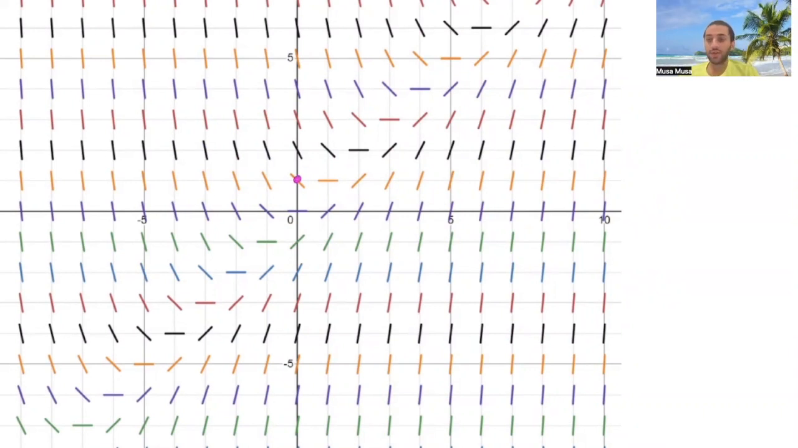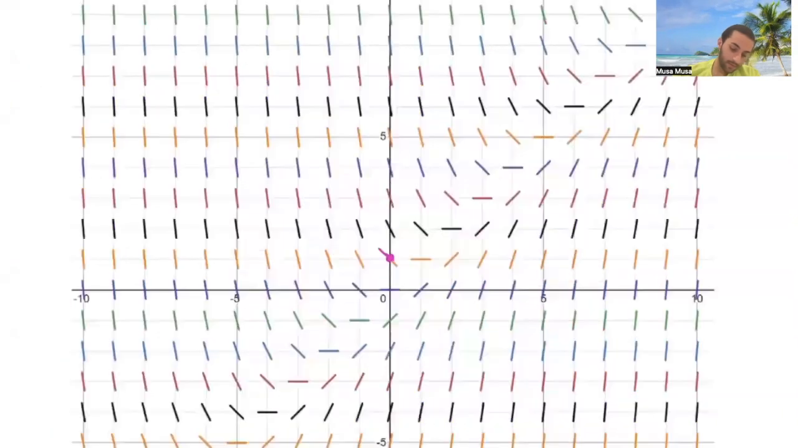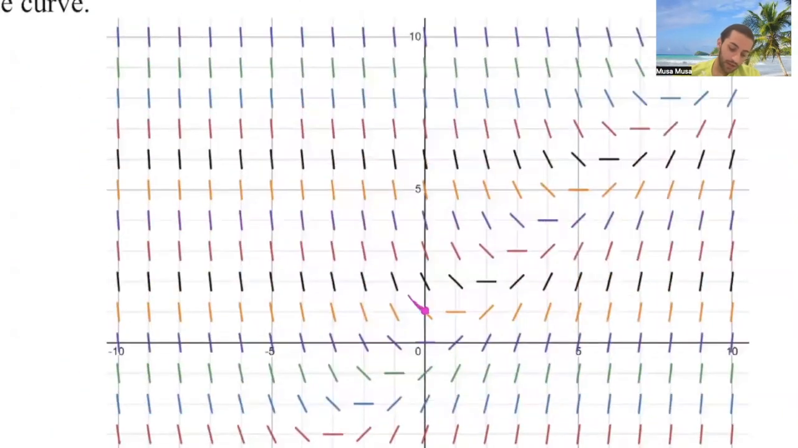Now, I want you to just have a feel about what's happening, okay? As I move to the left, what's happening to my gradients? They're clearly getting steeper and steeper and steeper, aren't they? What's happening as I move to the right?